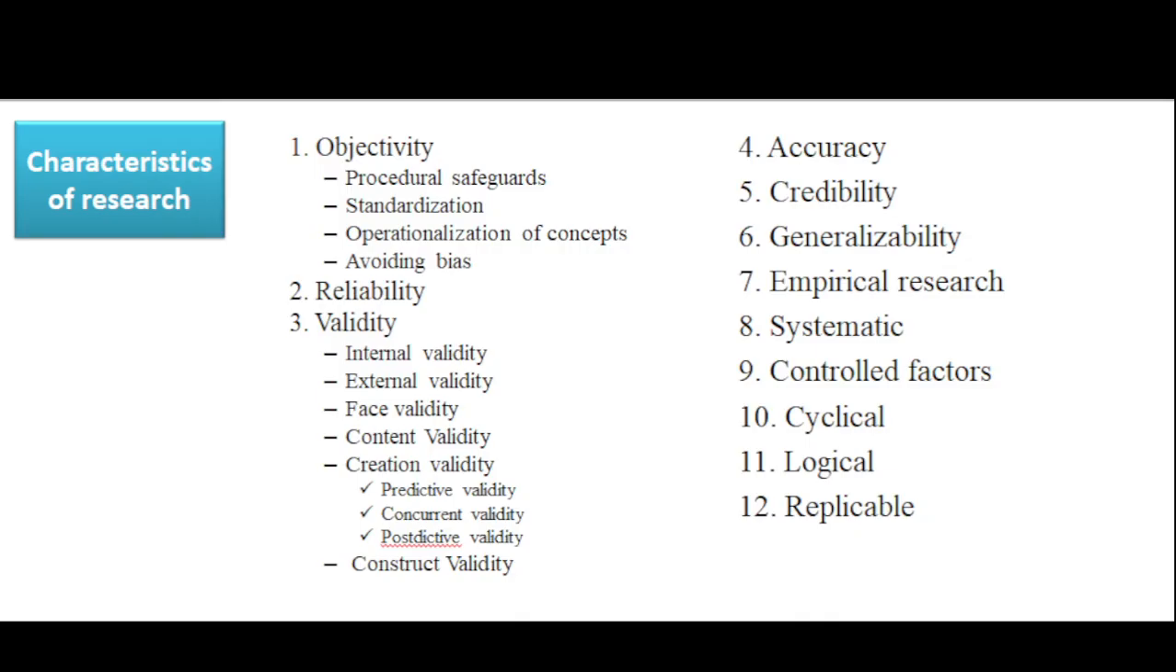So now the reliability. Reliability refers to the consistency of the research results. If the study is repeated under the same conditions, it should yield similar results. So if a researcher surveys students on how often they use library databases and repeats the survey a month later with the same group, the results should be consistent, provided the conditions have not significantly changed. So that is the second characteristic of research, that is reliability.